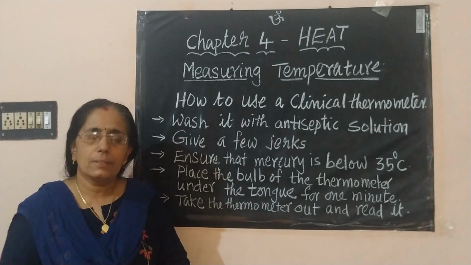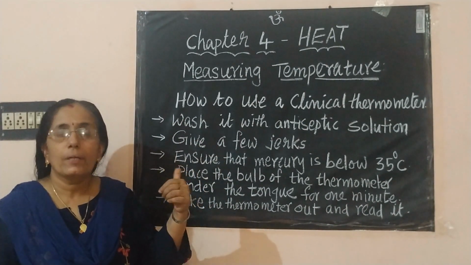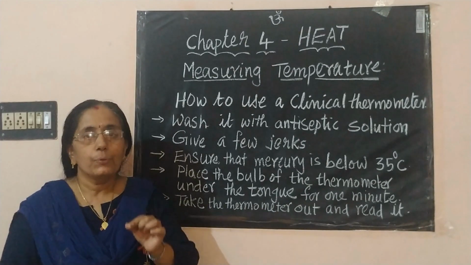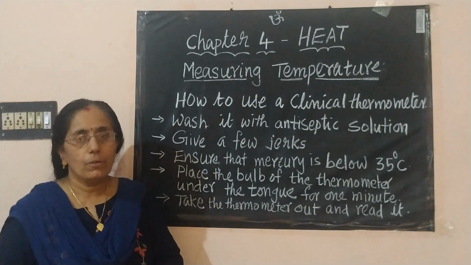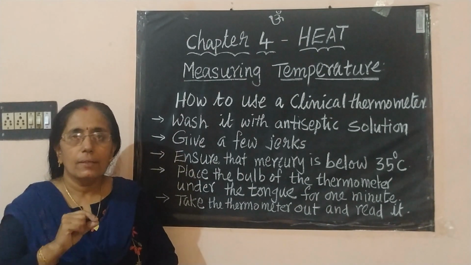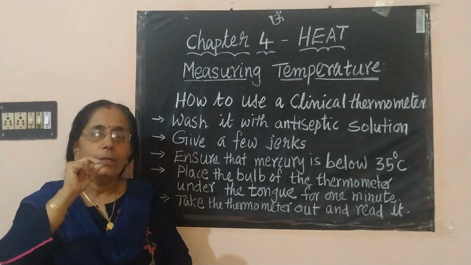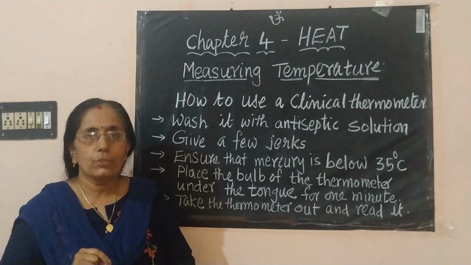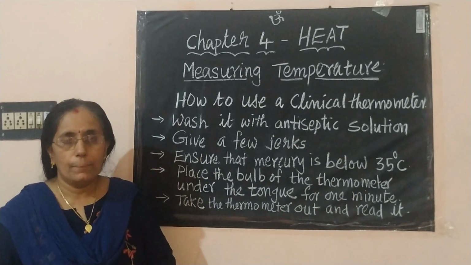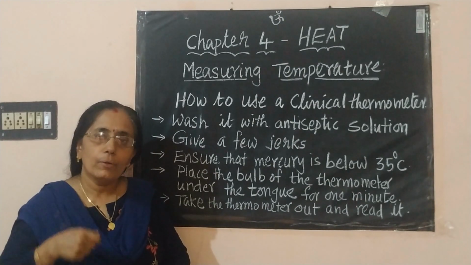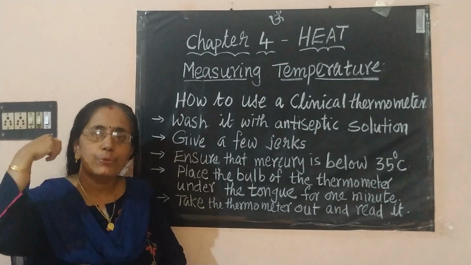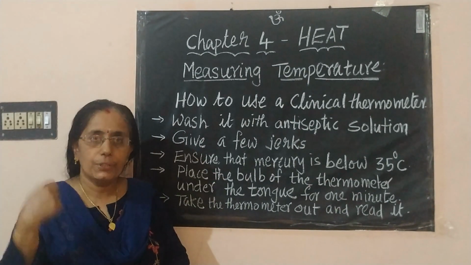Why is this step necessary? In the previous topic, I told you that the capillary tube has a bend, called a constriction or kink. Because of that, the mercury which has risen due to the rise in temperature will not fall easily. Therefore, to bring the mercury level down below 35 degrees Celsius, we should give a few jerks.